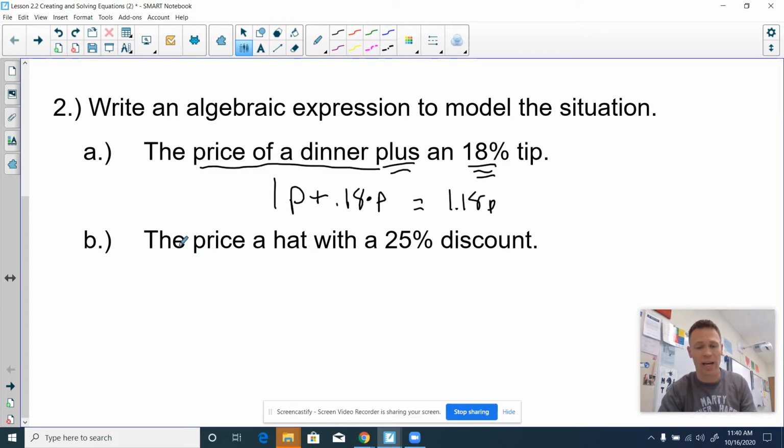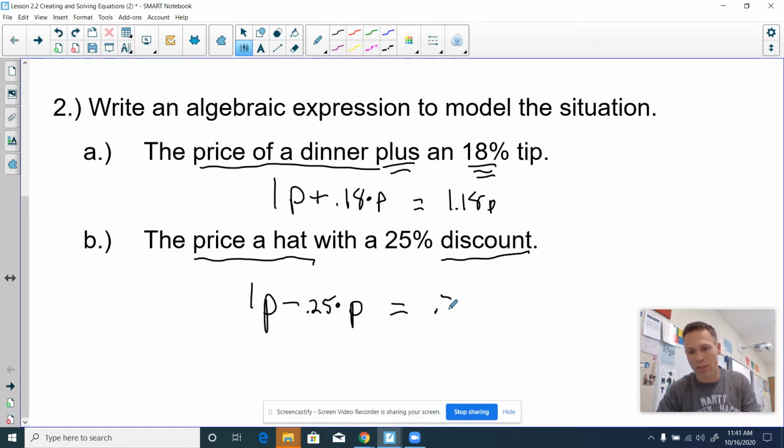All right, so the price of a hat, for example, we're going to call that P, with a discount of 25%. Now, it doesn't say plus or minus, so we have to interpret this word discount. We're going to be paying less, which means we're going to subtract from that price, right? And how much are we going to subtract? 25%, which as a decimal is 0.25. And 25% of, which means multiply, of what? Of this original price. So multiply times that original P. Again, we can simplify this. This is a 1, and then 1 minus 0.25 is 0.75p.